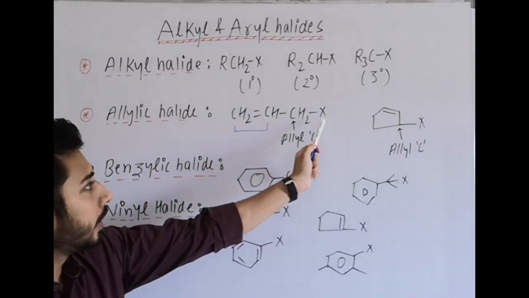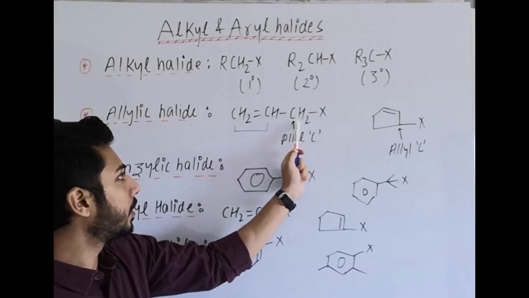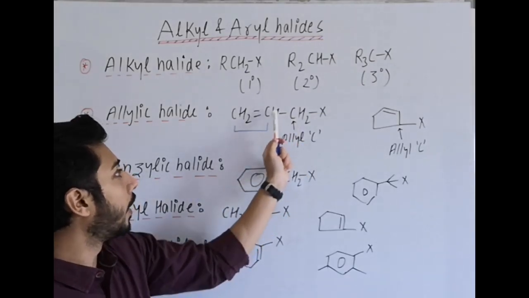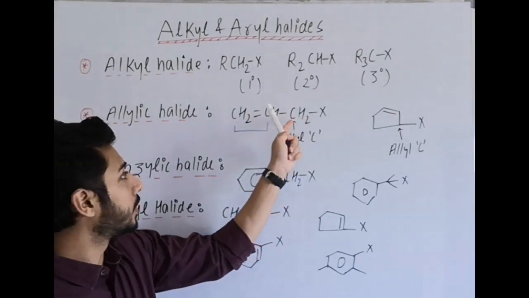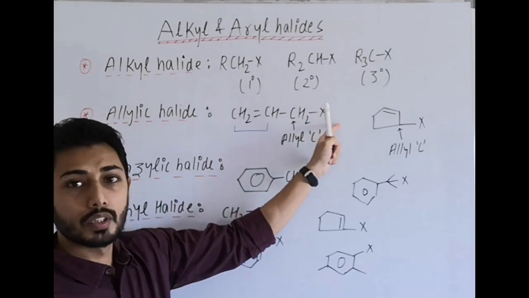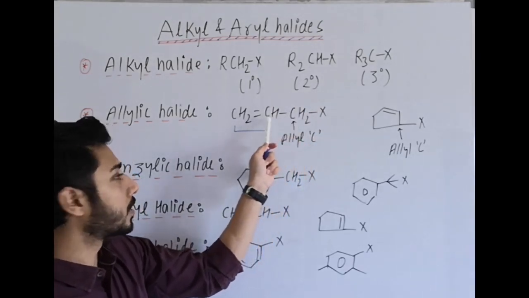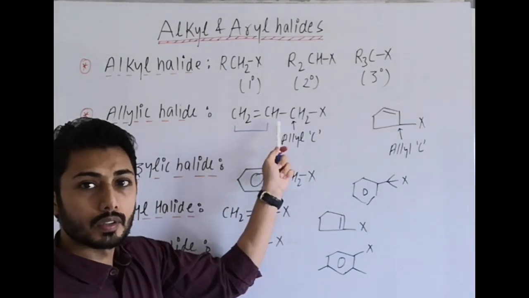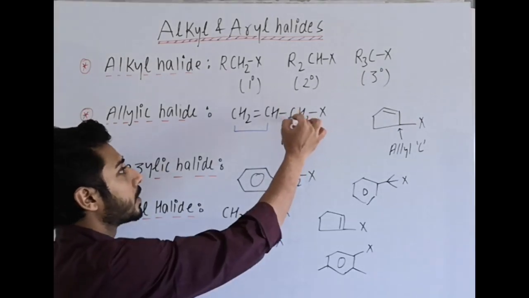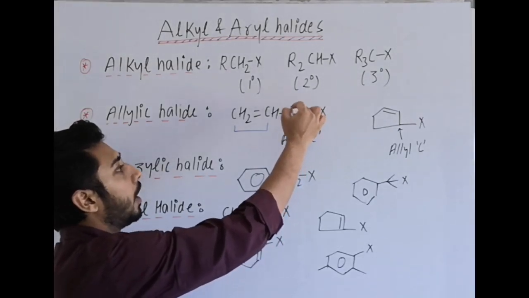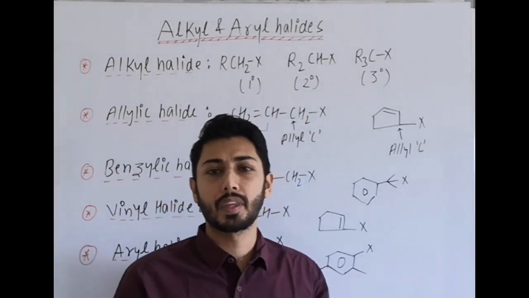In this case, you can see halogen is attached to a carbon which is sp3, and that sp3 carbon is adjacent to an sp2 carbon, or adjacent to a double bond. This is sp3 and to this sp3 halogen is attached. So this carbon is termed as allylic carbon and to this allylic carbon halogen is attached, it becomes allyl halide.